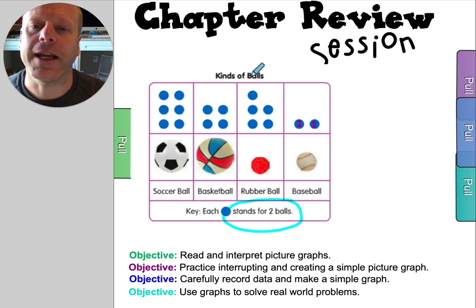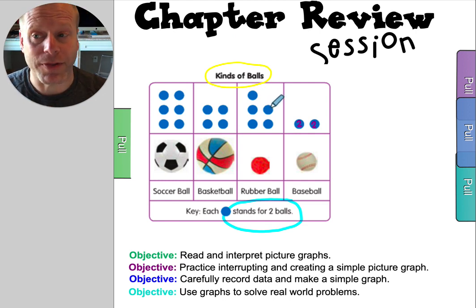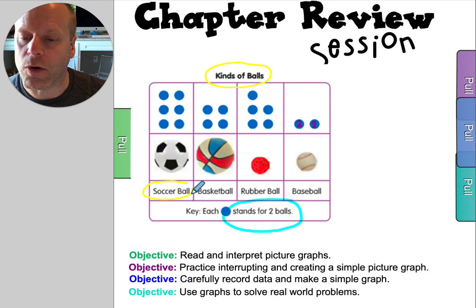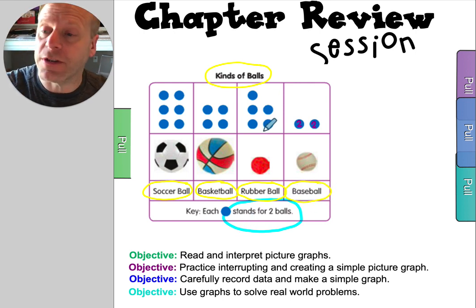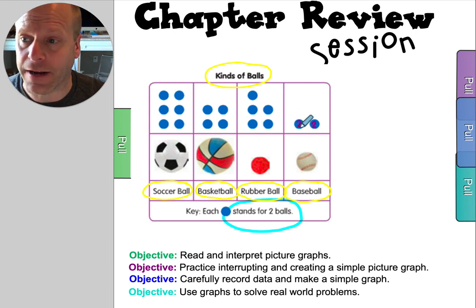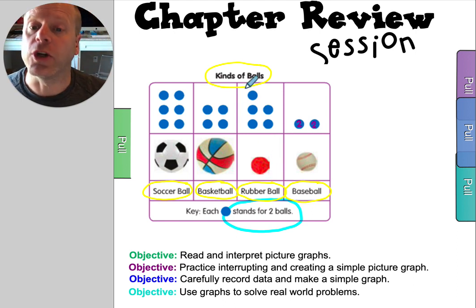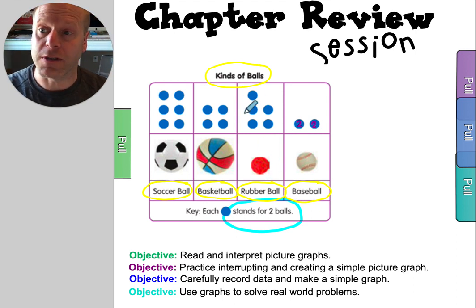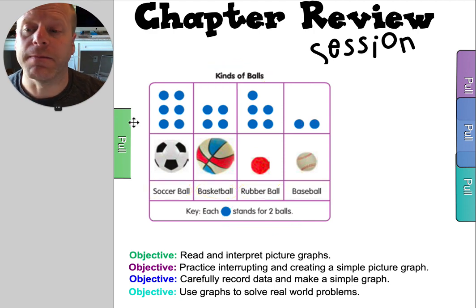I also like for kids to focus in on the title. It'll tell you what the graph is about and the categories. It usually goes along with the title, but it's a good idea to know what they're graphing, what the key means, before you jump into the questions or focus too much on the data, right? It's pretty easy to see which one is the most and which one is the least, but it's a good idea to start with those fundamentals. Key, title, categories. Always find them first.